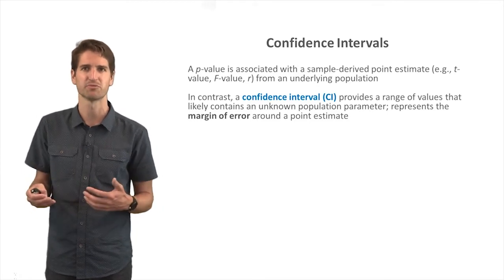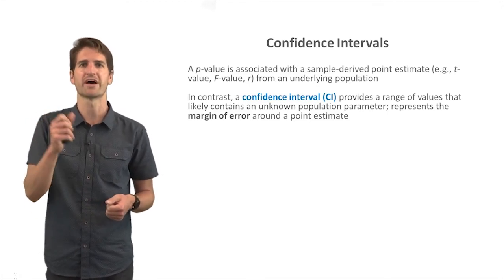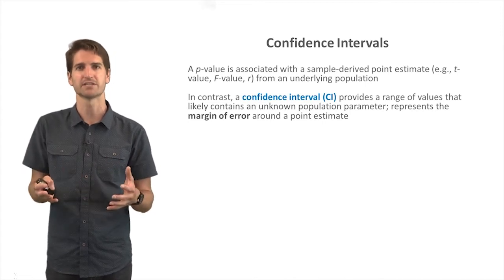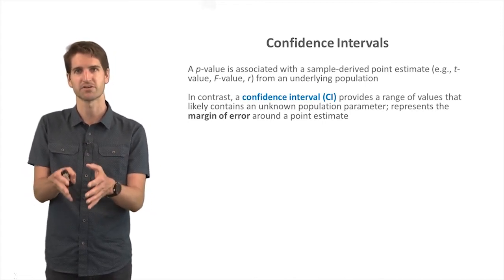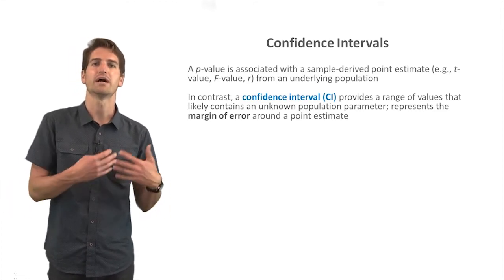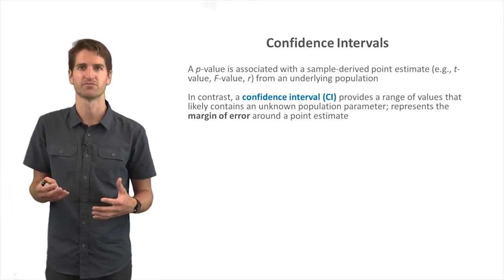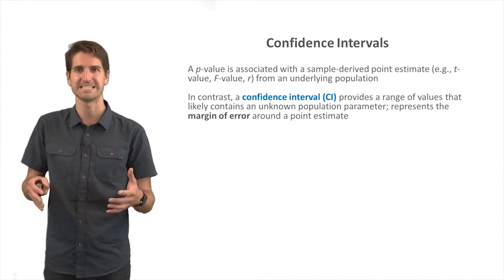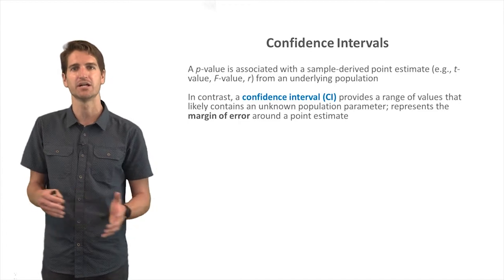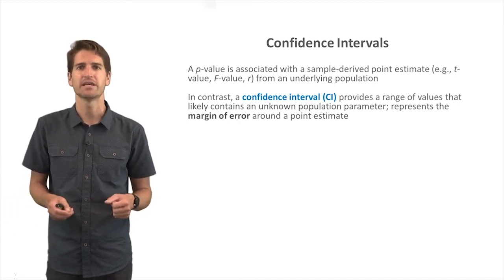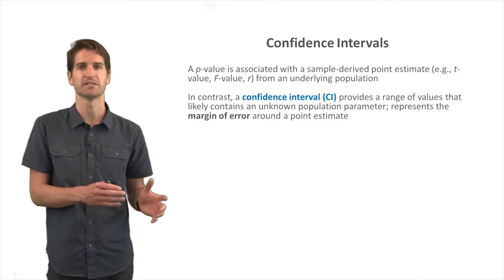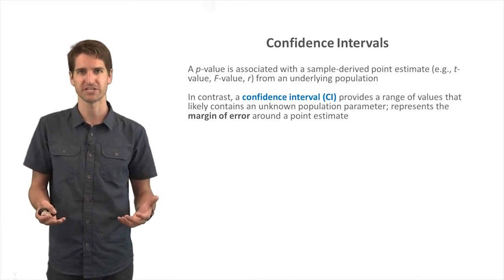So by point estimate, we simply mean we find an R value or a correlation value of, let's say, 0.32. Well, in that case, that is a point estimate. That's a very specific evidence there. That's not an interval. Well, in contrast, a confidence interval, which is sometimes abbreviated just as CI, provides a range of values that likely contains an unknown population parameter. In other words, it represents the margin of error around that point estimate that we derive from our sample.